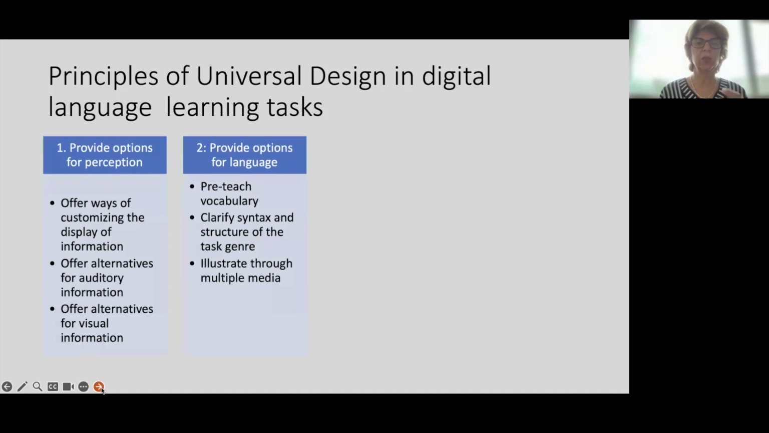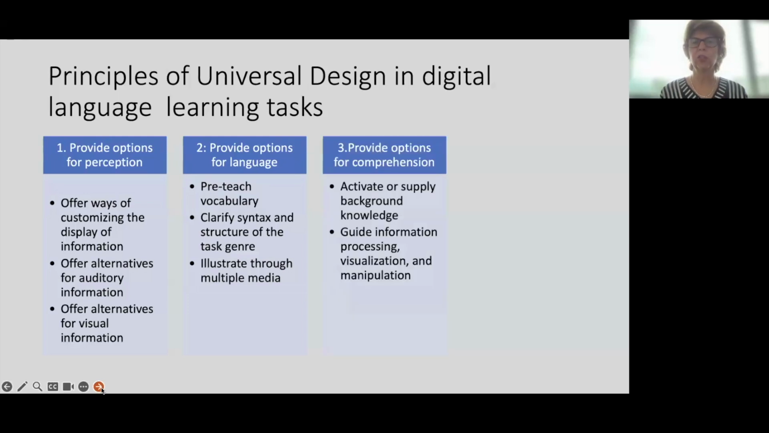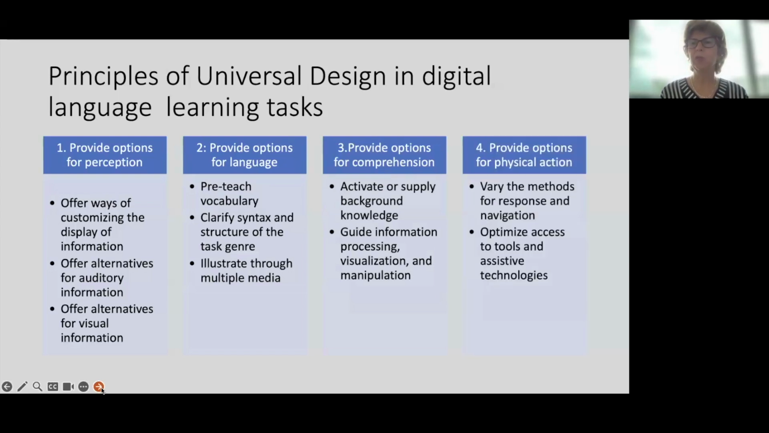Providing options for language, pre-teaching vocabulary, clarifying syntax and structure of the task genre, illustrating through multiple media what it is that we want to teach in terms of the language. Providing options for comprehension, supporting students with background knowledge, guiding information processing through visualization and manipulation, right? And then providing options for physical action, varying the methods for response in a digital environment, hopefully varying modes of navigation, and optimizing access to tools and assistive technologies, right?